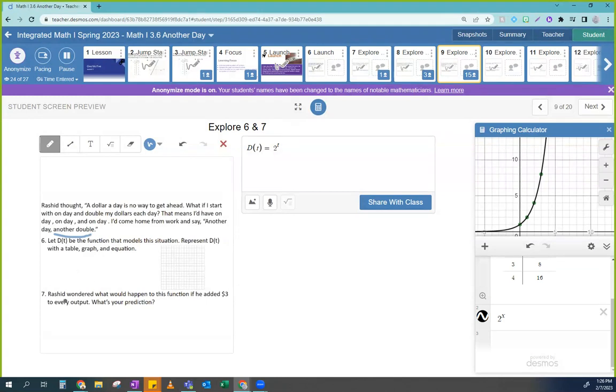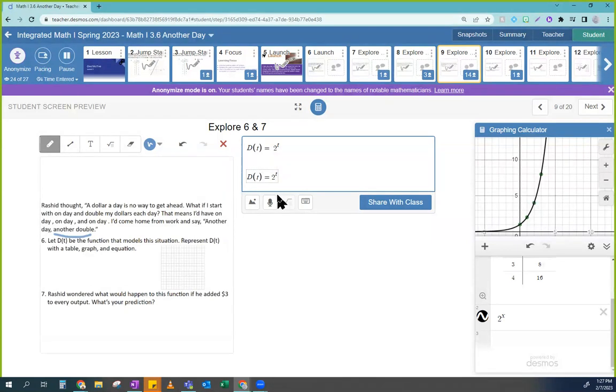So we did this. Rashid wondered what would happen to this function if he added $3 to every output. What is your prediction? What does that mean? $3 for every output. What does that mean? How would I change my equation? What would you do to change this equation? So you have this 2 to the t, right? What does it mean to add 3?